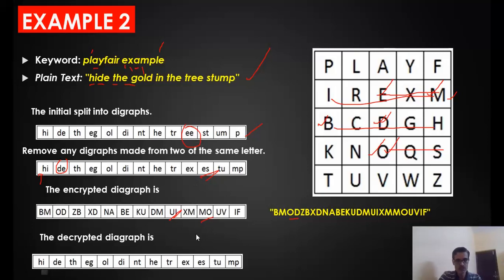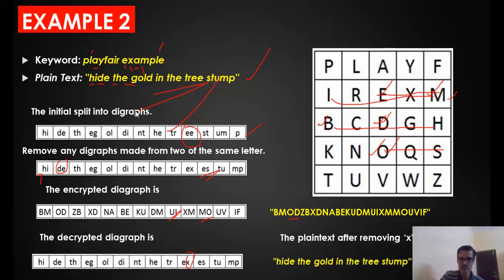So what we're supposed to do is, whatever extra X you have in this decrypted version, we have to remove that. Okay. So after removing that one single alphabet, that is this particular X, if I rewrite this, I'll get back this particular message. That is the plain text after removing the X, nothing but hide the gold in the tree stump. Okay, so this is how we can decrypt it.